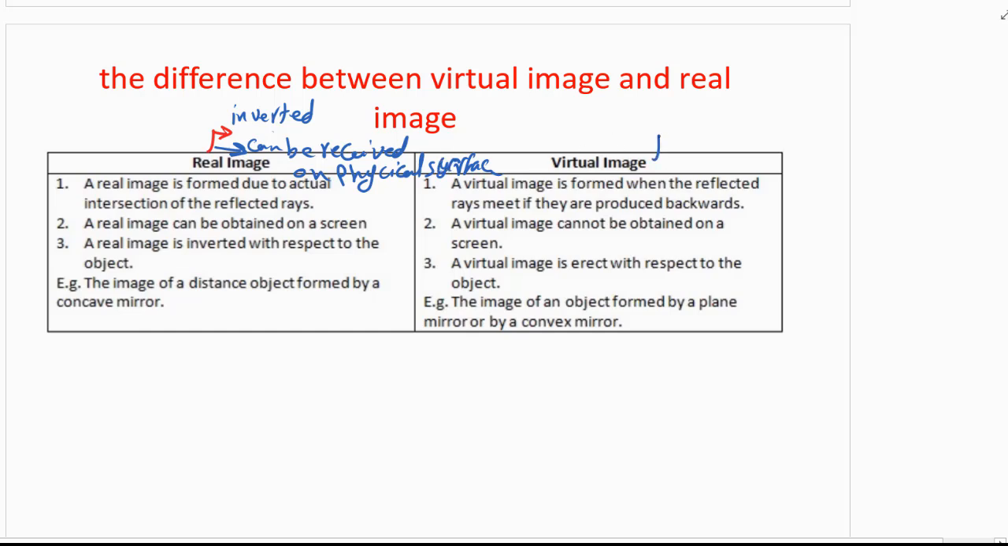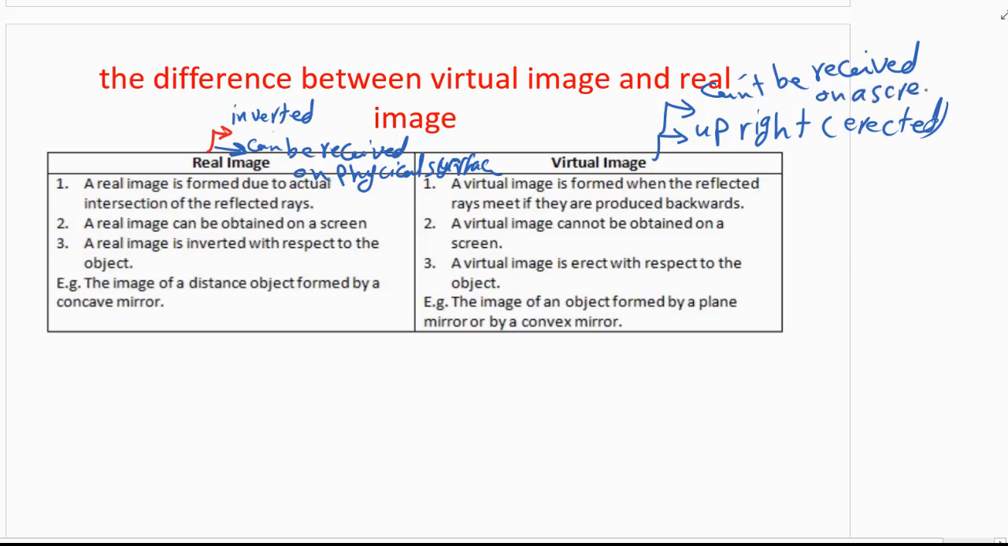But about virtual image, the situation is different. A virtual image is not real, which means it's always upright. So when you find an upright, erect image, this means the image is virtual. Also, a virtual image cannot be received on a screen. And this is very important.